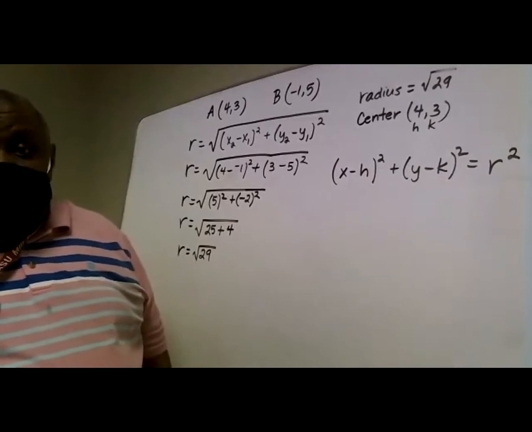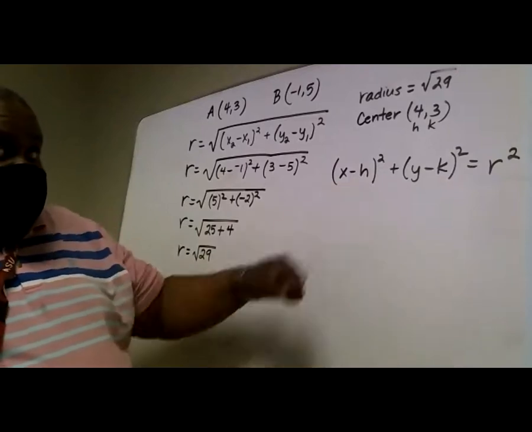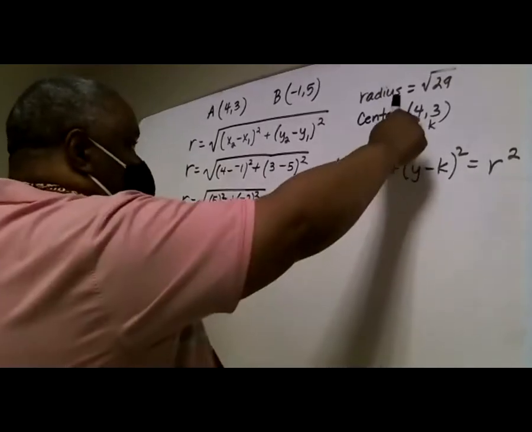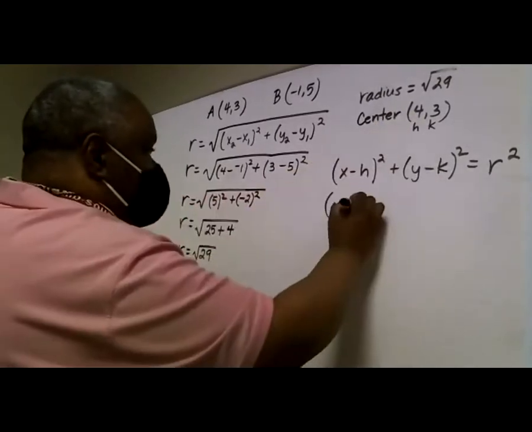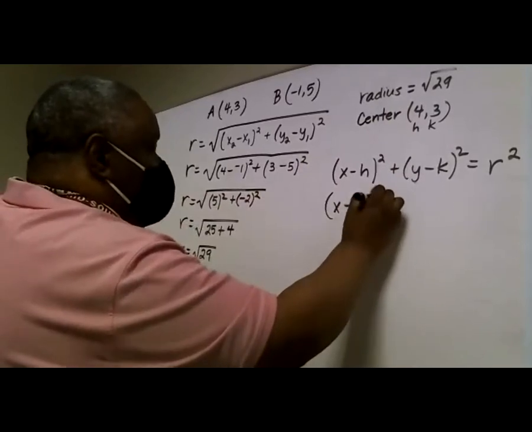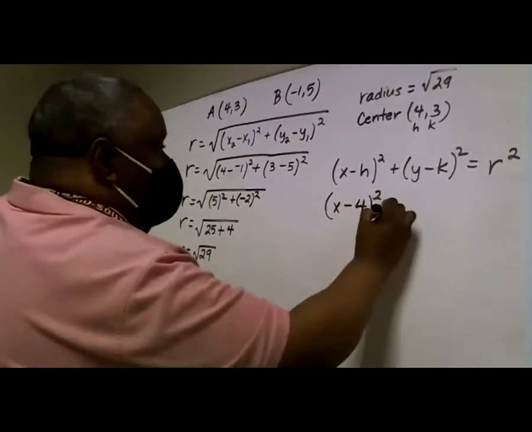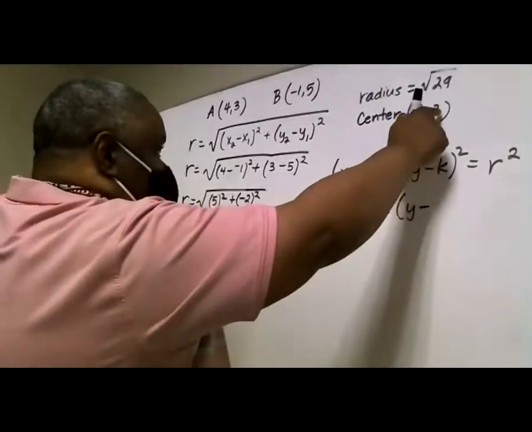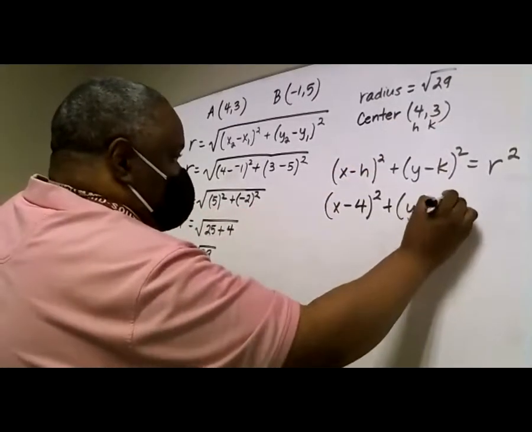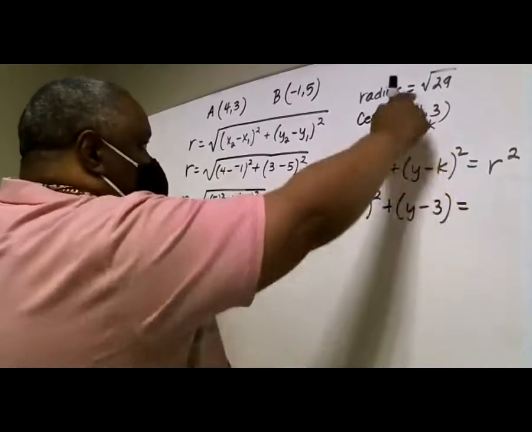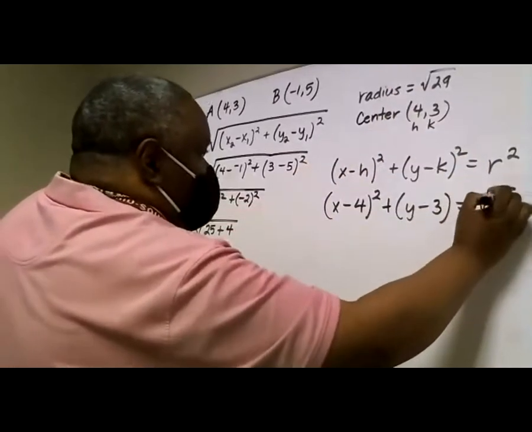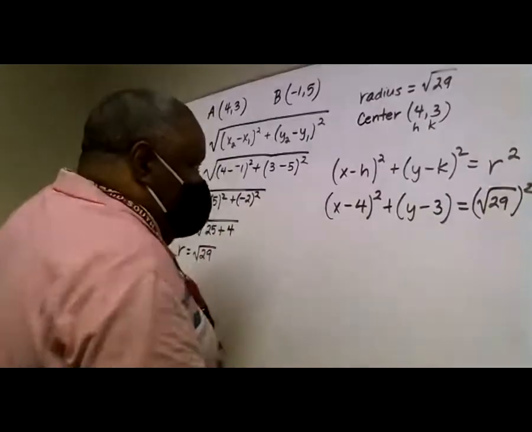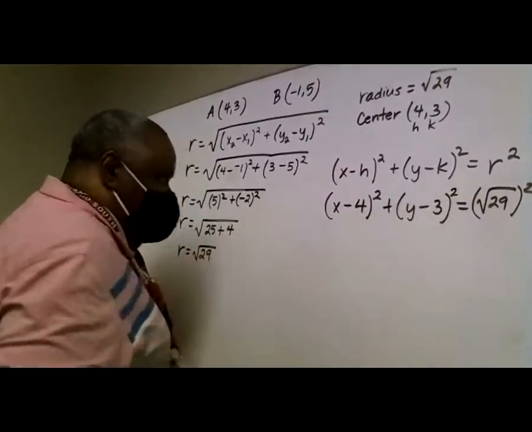Now we substitute H, K, and R in the standard equation. So I'm going to bring down the X minus, the H is the X coordinate of the center, that's 4, and that's squared, plus Y minus K, that's the Y coordinate of that center, that's 3. And that's equal to the radius, which is your R, that's the square root of 29, and that has to be squared.